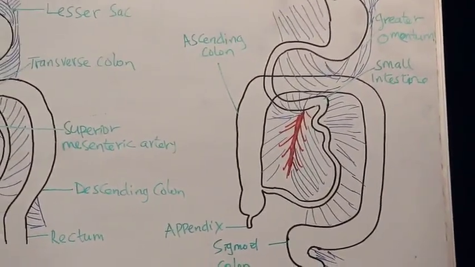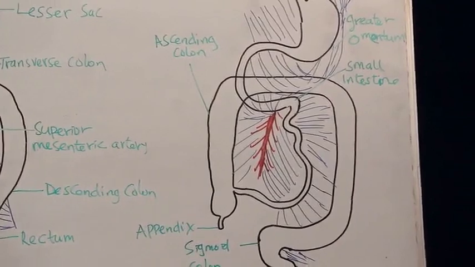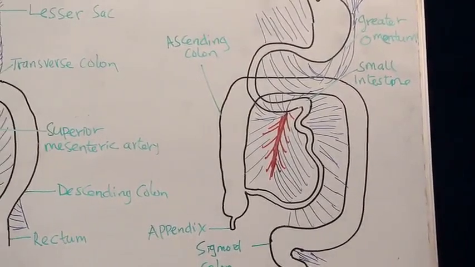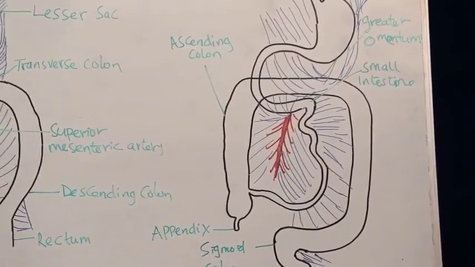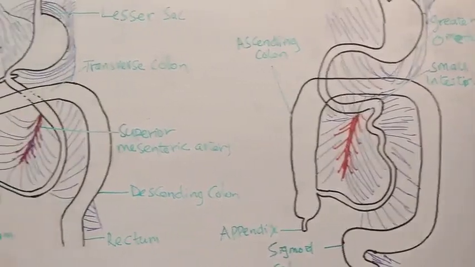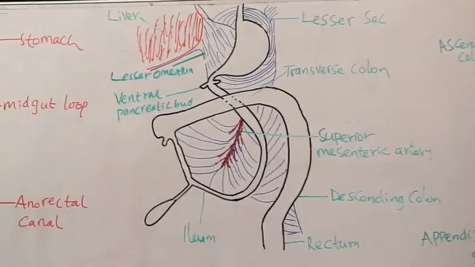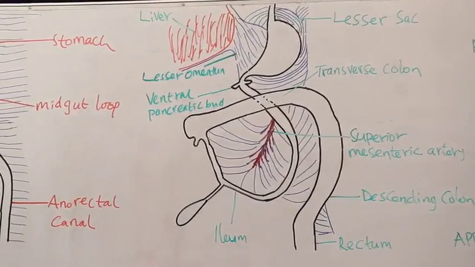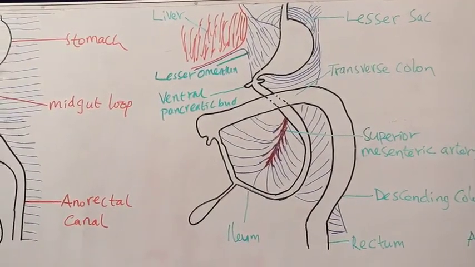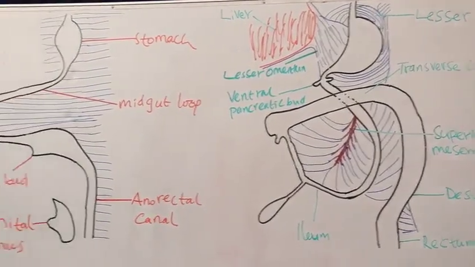Each of the parts of the gut has its own vascular blood supply that is derived from the abdominal aorta. The vascular supply for the foregut is by the celiac trunk. The vascular supply for the midgut is the superior mesenteric artery, while the inferior mesenteric artery supplies the hindgut.